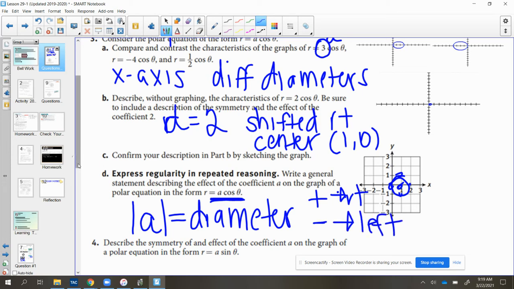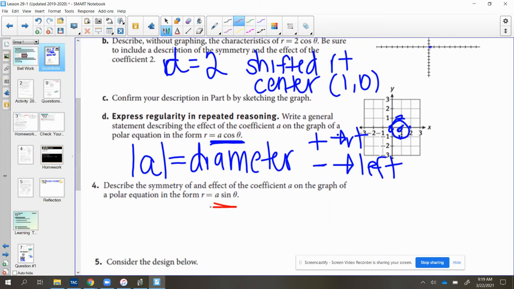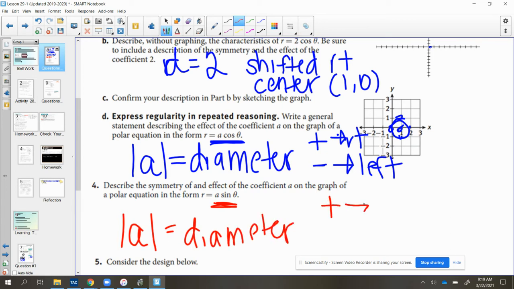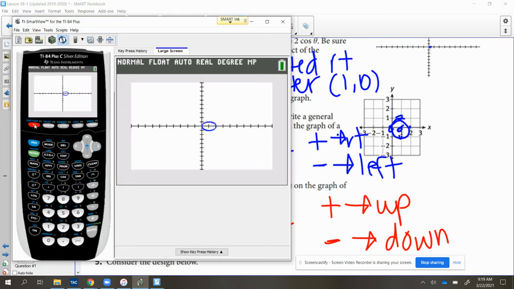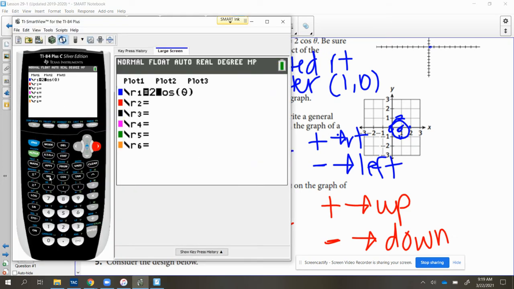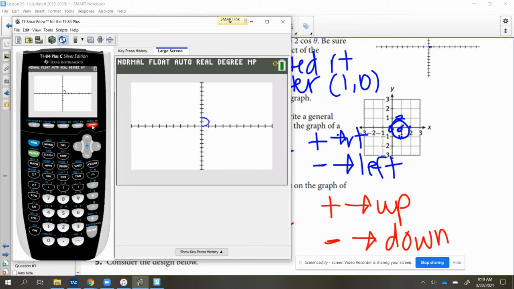Okay, so when we switch this up and talk about a sine graph, it's going to be, prediction-wise, a similar thing. The A value is going to be the diameter, again the absolute value of A, and then this time a positive value is going to shift it up, a negative value will shift it down. Okay, and we can confirm that if we just check this out. If we go look at this graph again and we type in a sine as opposed to the cosine, we see it being shifted up, but again, that diameter of 2, radius of 1. Now we're at 0, 1 as our center, shifted up.